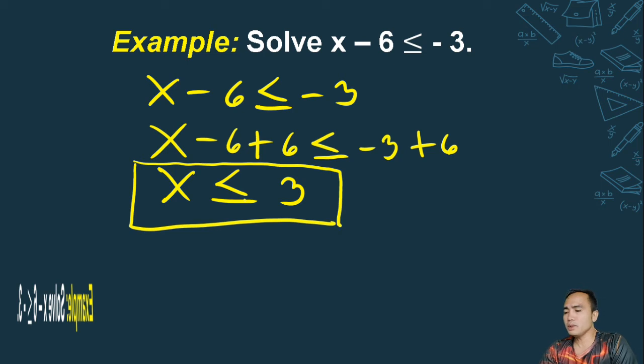Our solution is the set of numbers that are less than or equal to 3. So we have 3, 2, 1, 0, and all of the negative numbers.